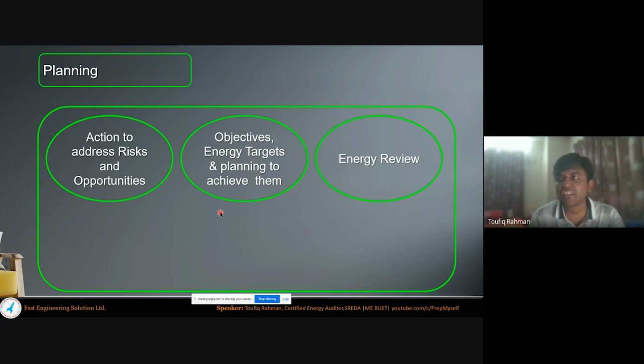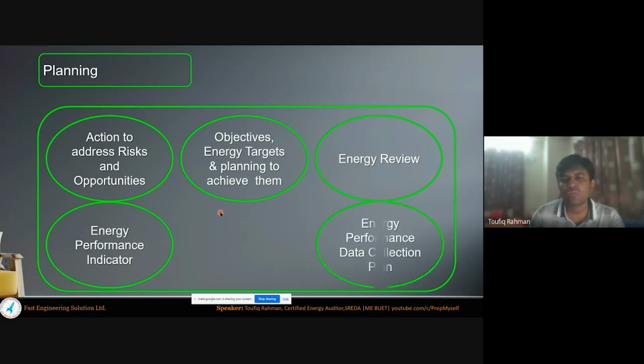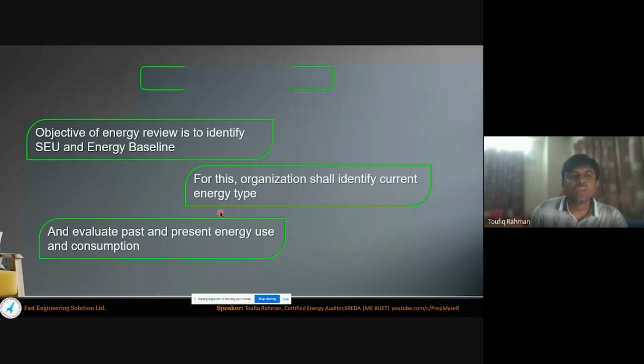Also, there will be the energy review. I will talk about the energy review, as well as the energy performance indicator, energy performance and data collection. So in the energy review, the SEU means significant energy users. In the energy review, every energy user has to be identified.